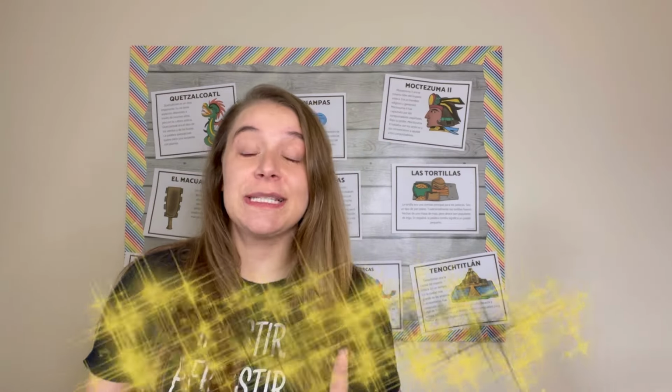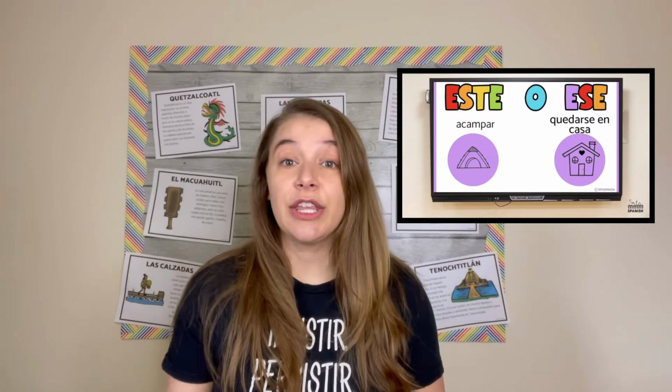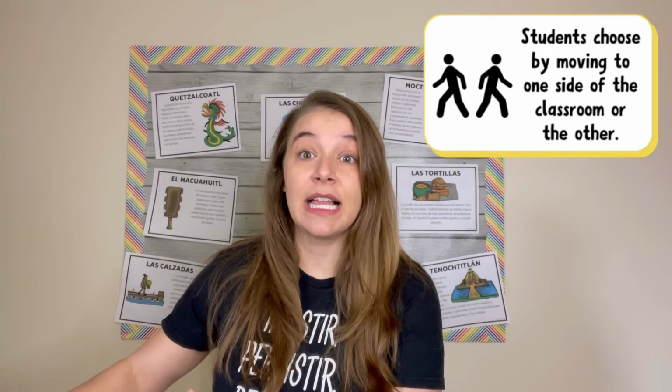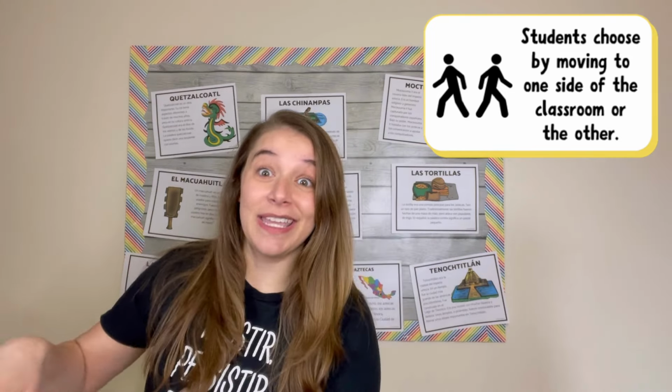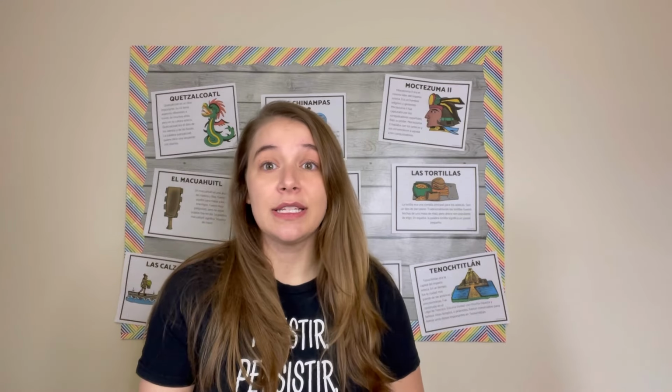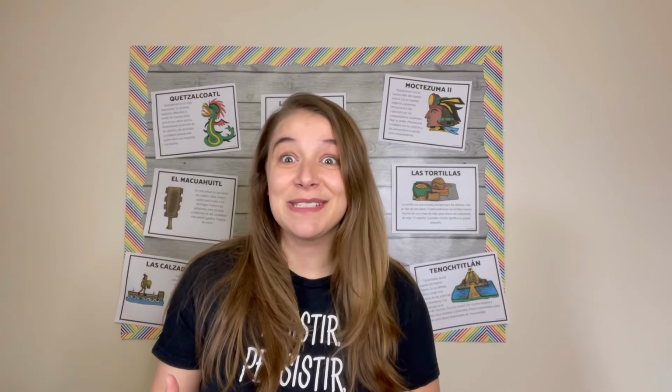The first option is project and play. You're going to project the slides and students choose. They can either choose by moving to one side of the class to show their preference, so they're going to either move this way or that way to just show. And then you can call on students and have them explain their answer, or you can just keep it moving. You know which is best depending on your classes because you know your classes by this point of the year.